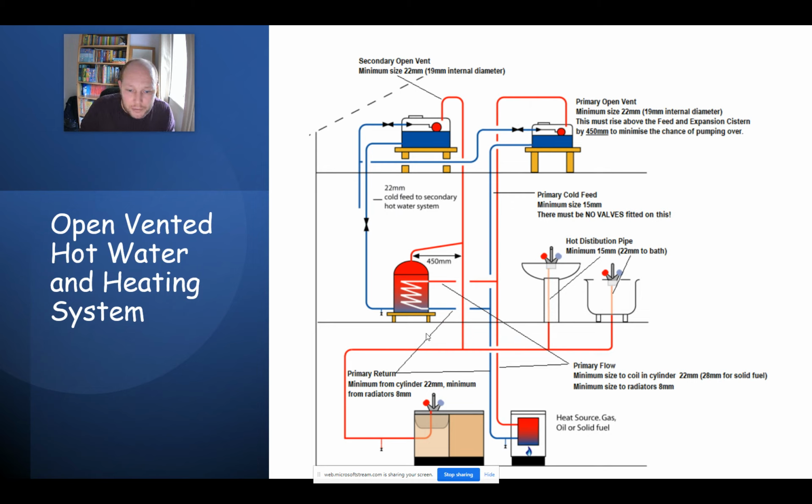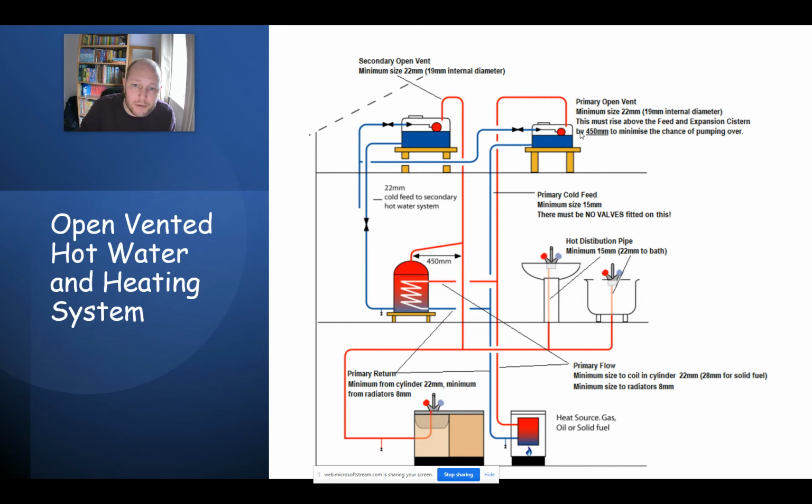A primary flow and return for a gas or oil fired boiler would be a minimum of 22 mil. For a solid fuel boiler, a minimum of 28 mil. On our primary side, we've got our primary cold feed coming from our feed and expansion here. Minimum 15 mil, must not have any valves fitted on it. A primary open vent, so minimum 22 mil or 19 mil internal diameter.